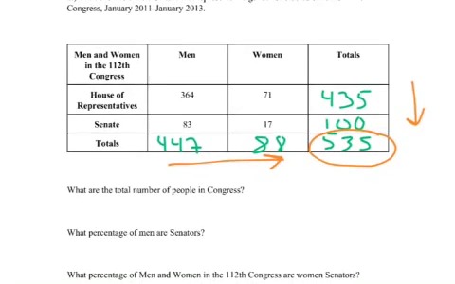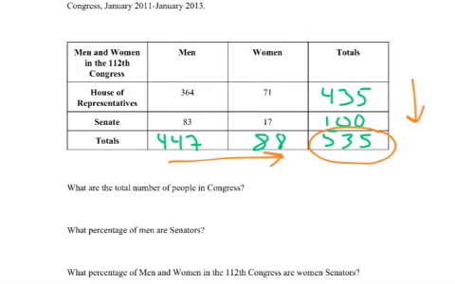What are the total number of people in Congress? Since this did not ask you to find a percentage, just look for my total number of people, and the total number of people surveyed here was 535.